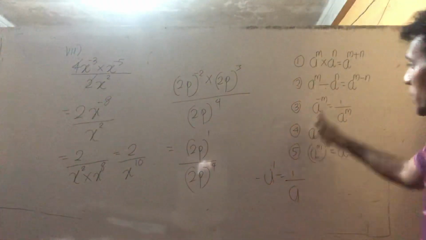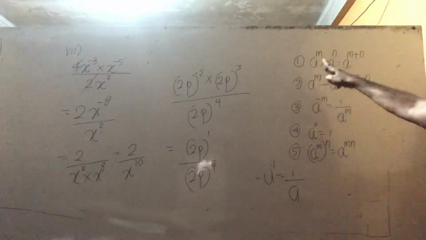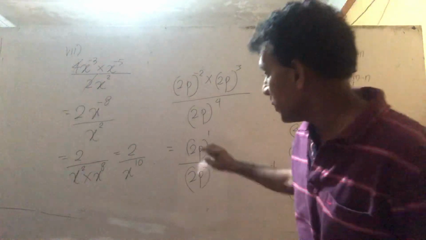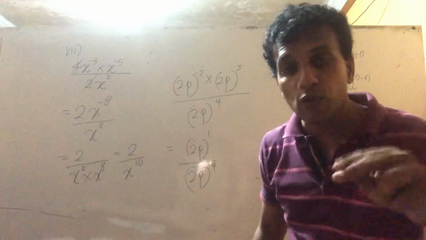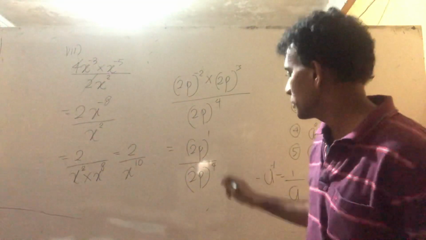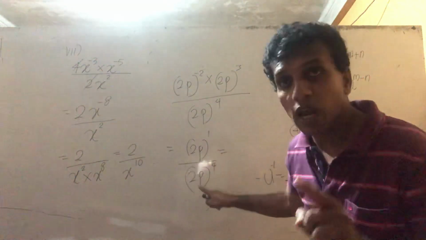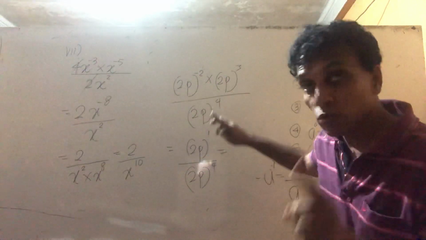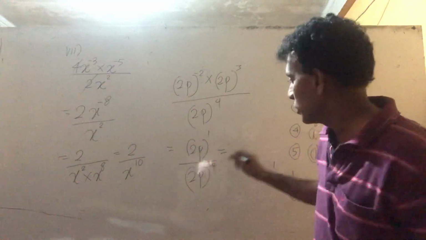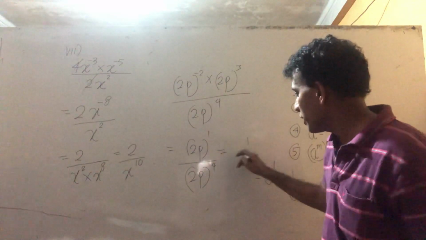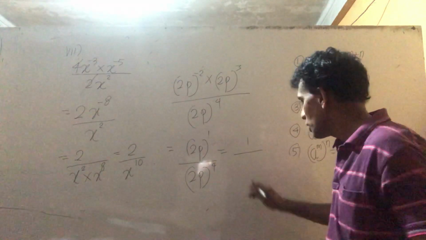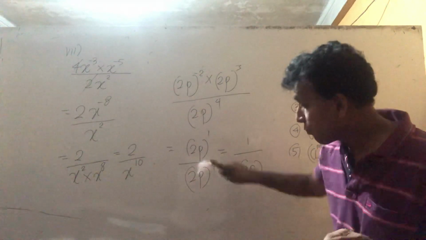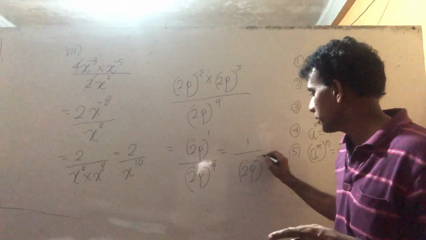Now use the second rule of indices, the dividing rule. The bases are the same. When you divide, subtract the powers. See here, below is the largest power, right? 4 is bigger than 1. Therefore you subtract 4 minus 1. So here the answer is 1 over 2p to the power, what? 4 minus 1, 3.